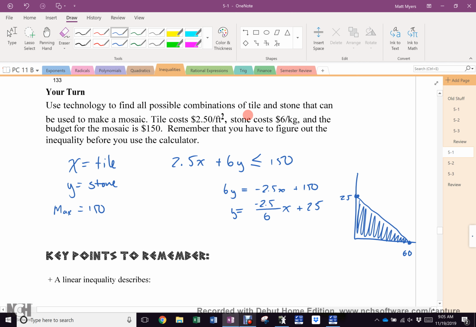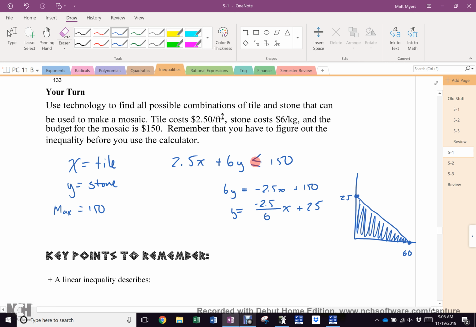Could I buy 25 kilos of stone? But then I won't be able to make a mosaic, will I? So even though this is the maximum I can spend, the combination must be what? Can it equal 150 as a combination? But I just proved that it can't. If I buy 25 kilos of stone, how much money have I spent? $150. Do I have any money left for tile? So can I do the job?